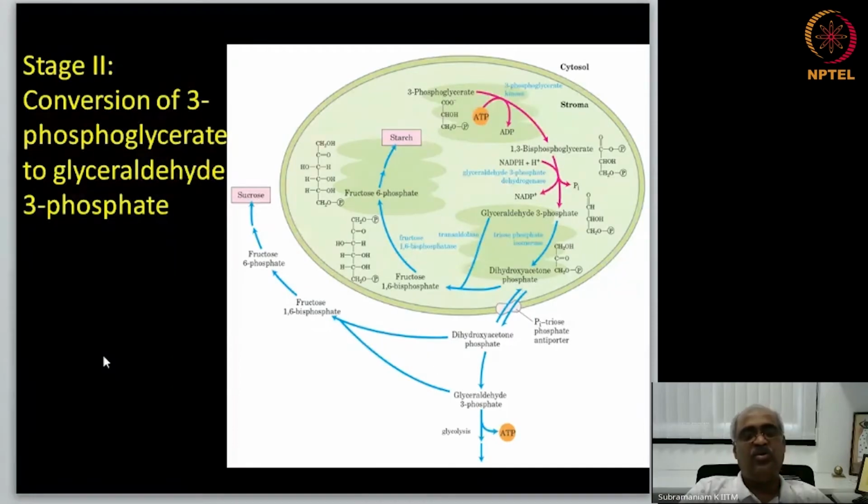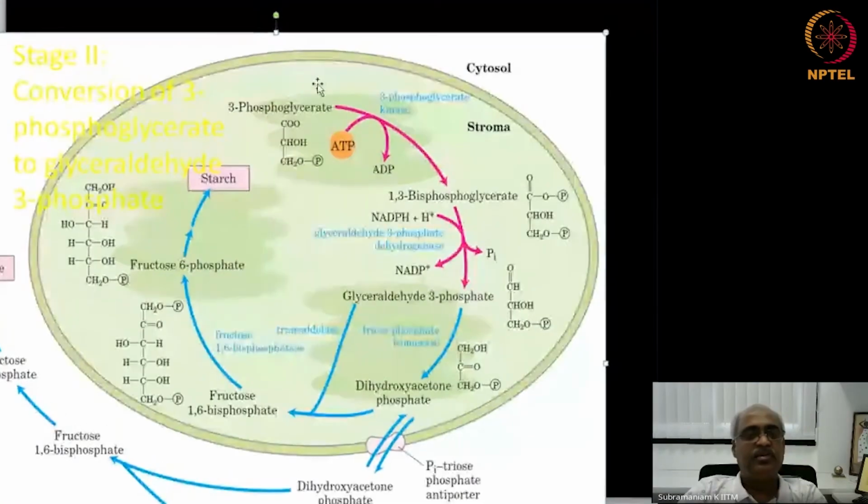Now we go to the second stage, where it is the reduction of the phosphoglycerate to glyceraldehyde 3-phosphate. So that you can see here. Again, I'll try to blow it up. Remember, this whole thing is happening in the stroma of the chloroplast. This light green background is the grana, each one having one thylakoid, flattened discs stacked up.